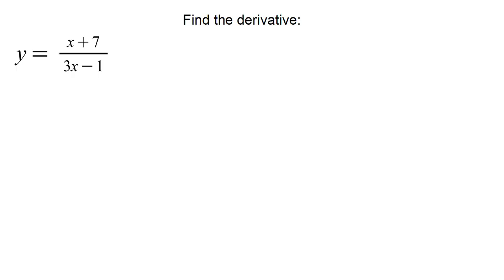All right, on to the next one, x plus 7 over 3x minus 1. There's not a great simplification to do here. In fact, there's not really any simplification to do here first. So this time we're going to use the quotient rule, u over v.